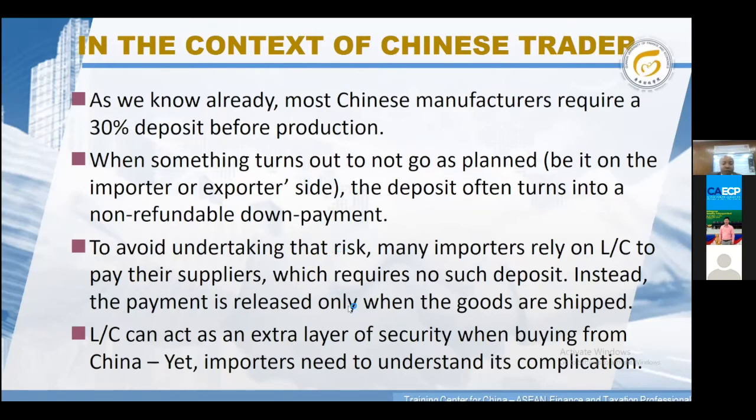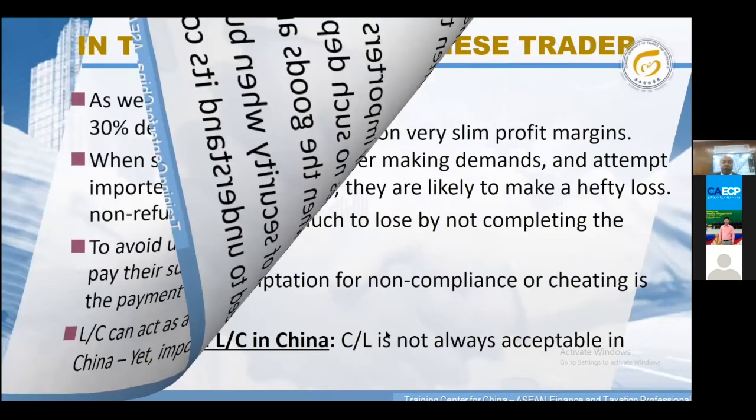Okay, to avoid undertaking that risk, many importers rely on letters of credit to pay their suppliers, which require no such deposit. But instead of having a deposit, the payment is released only when the goods are shipped. The goods are shipped, but there are documents that can secure it. And so a letter of credit gives some more security, but the importers need to understand some complications when dealing with the Chinese market, for example.